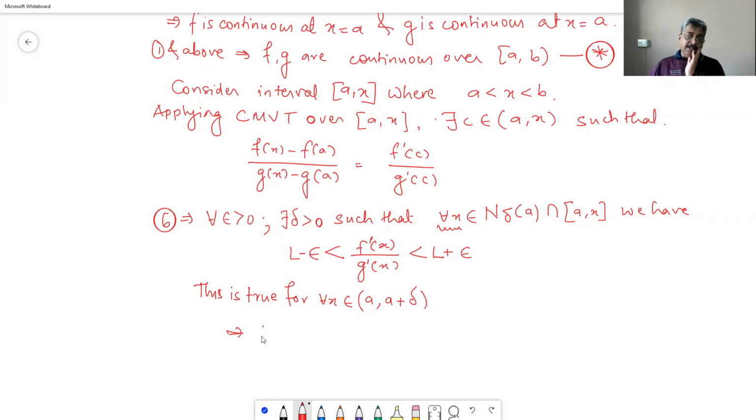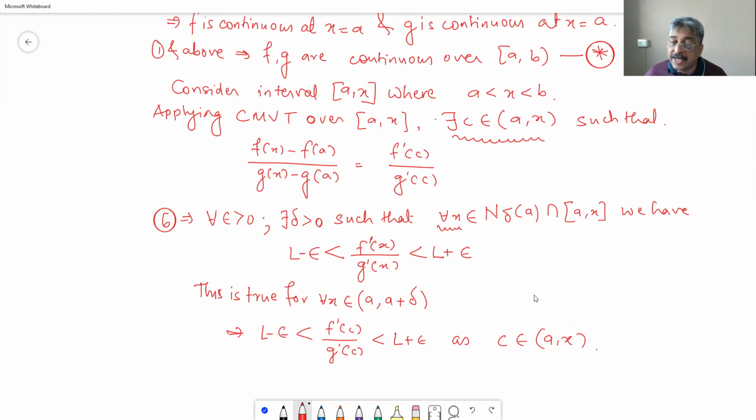This implies L minus epsilon is less than f dash of c upon g dash of c is less than L plus epsilon as c belongs to a comma x. What is this c? This fellow is our c. Is this correct? Yes. Up to this point it is correct.